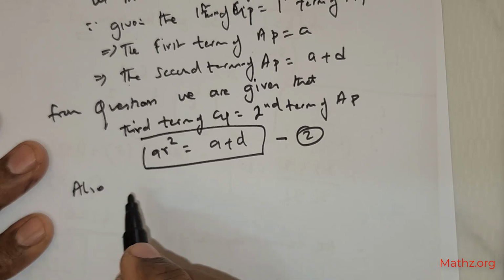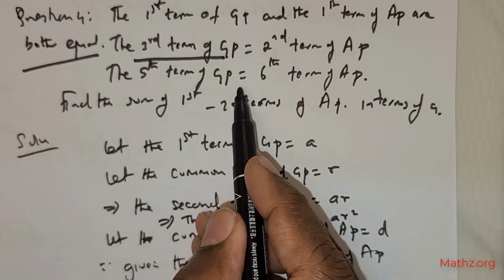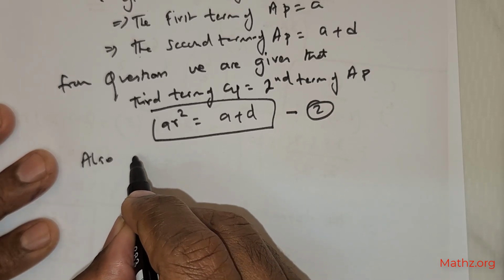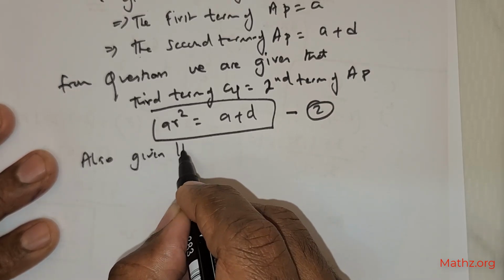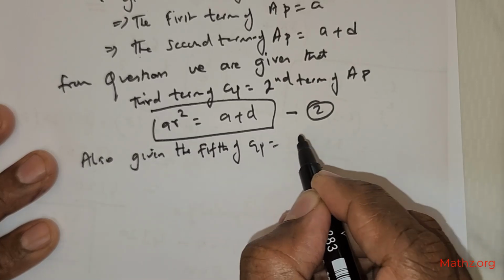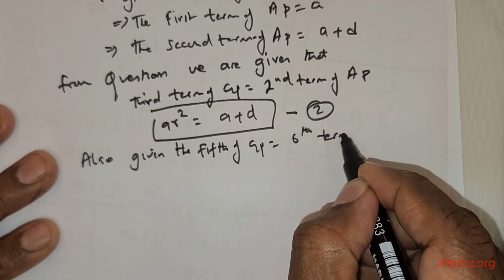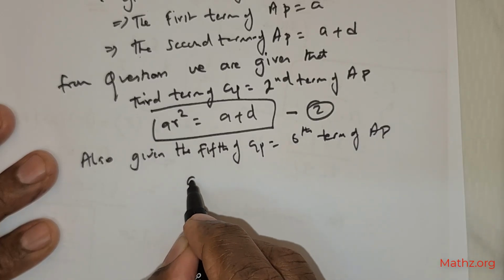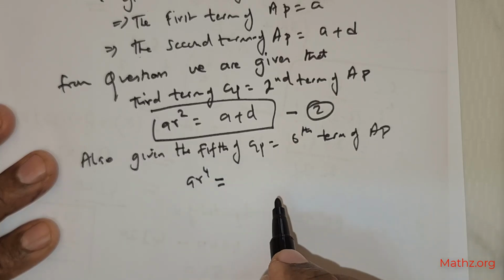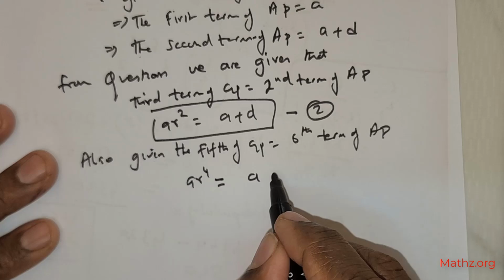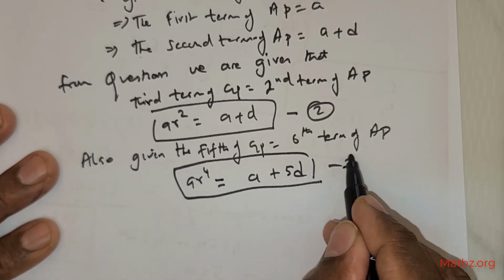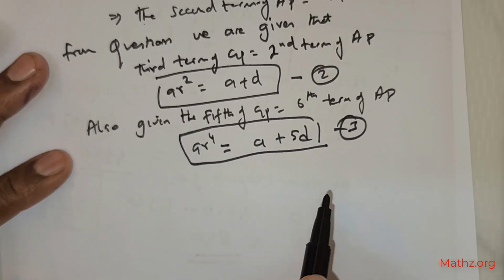Also, what is given? Also, the fifth term of GP is equal to sixth term of AP. So this will be A times R raised to the power of 4, and this will be sixth term, A plus 5 into D. So you have another equation there. I'm going to take it as 3.